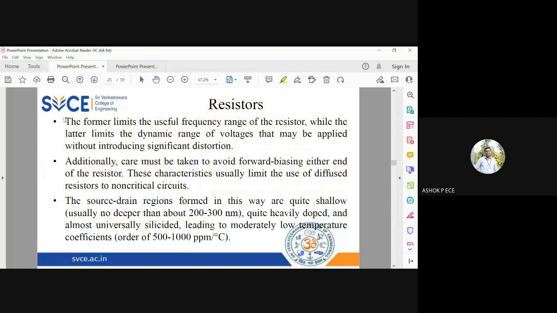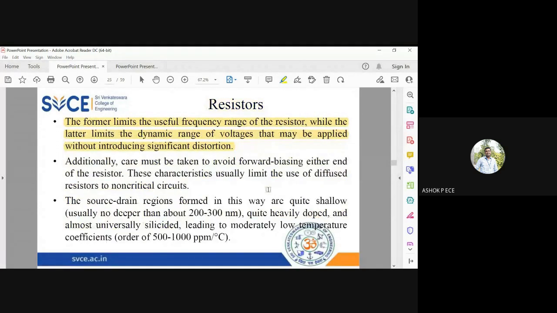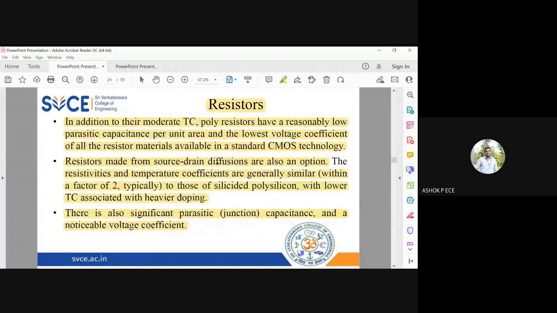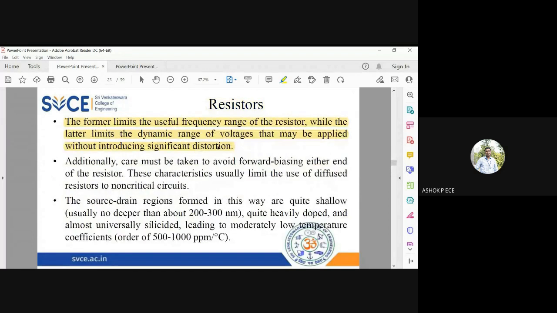The former limits the frequency range while the latter limits the dynamic voltage. As I said, former means the parasitic capacitance will limit the high frequency operation of the resistor. Latter means the voltage coefficient will have an effect on the range of voltages over which the system can operate. So it will make it so that you cannot use these resistors for a wide range of applications. It will have a lot of limitations.